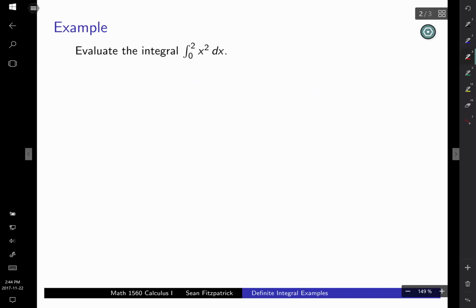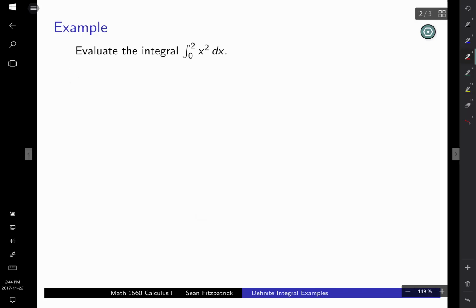Okay. So here's an integral that we've seen a couple of times. We played around with this, and by looking at what we had done so far, we got the feeling that this integral was going to be somewhere around 8 over 3. And we want to see whether or not this is exactly the case. All right. So the first thing we do is we set up our partition.